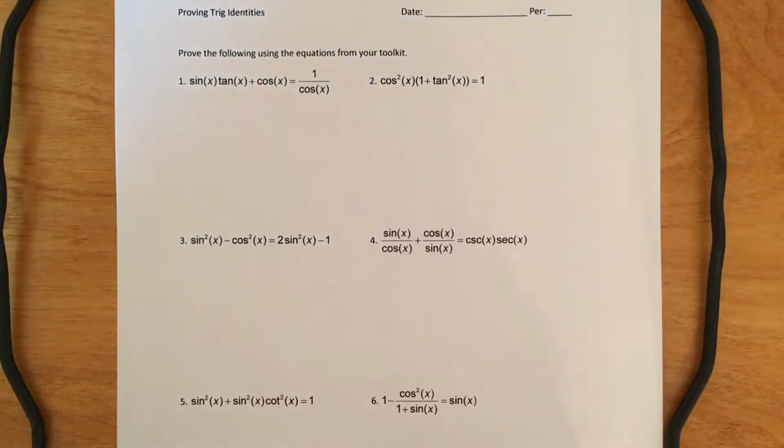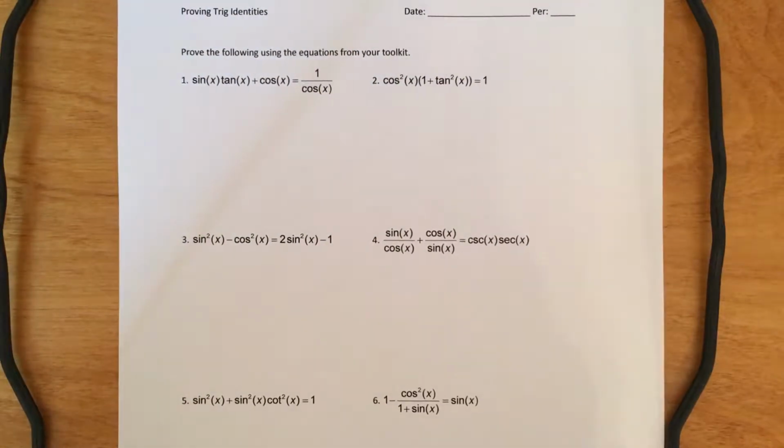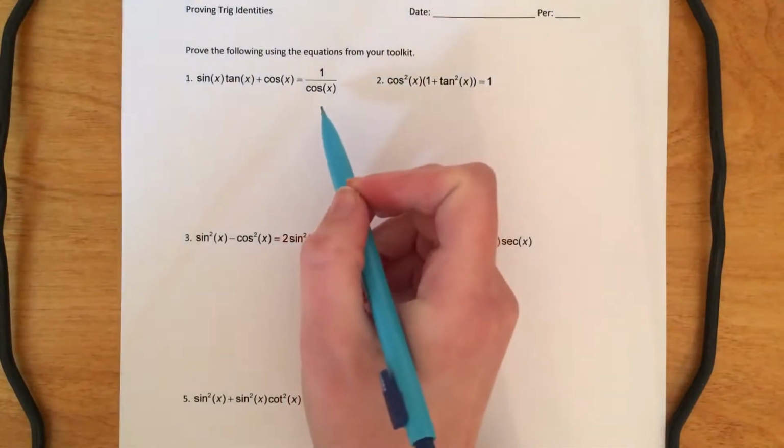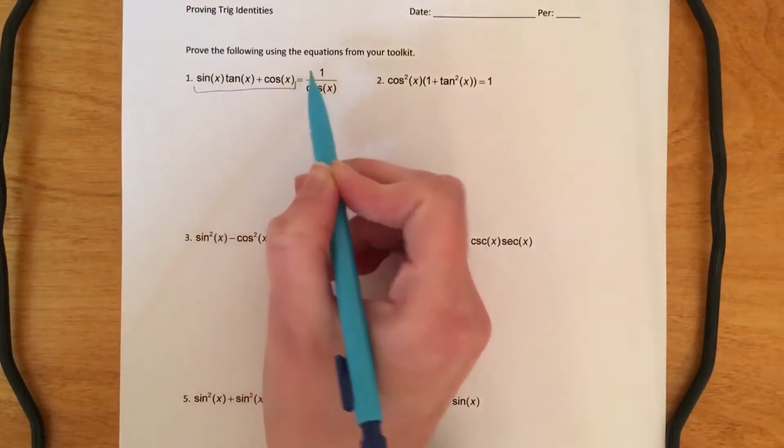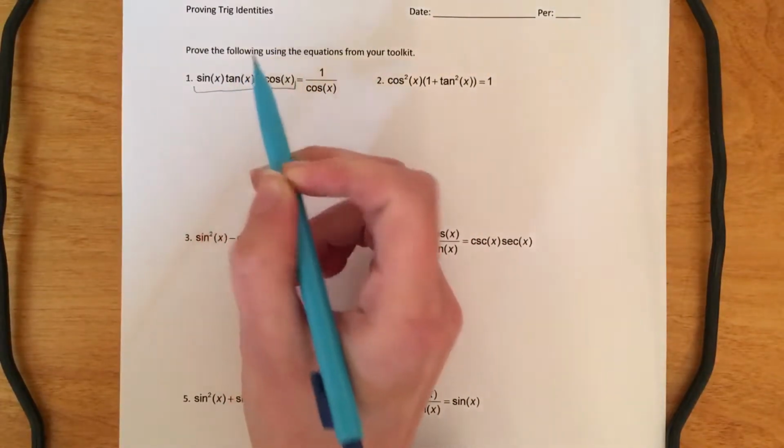So it's helpful to start with usually the more complicated side, but technically you could really go either way. But starting with the more complicated side is a lot of times easier because you can make that simpler rather than expanding this crazy side. So starting with number one, I'm going to change this side, and I see a tangent, so I'm going to change that into sine over cosine.